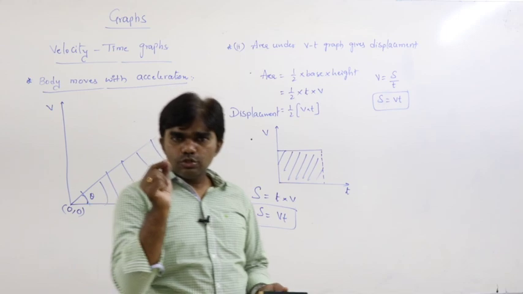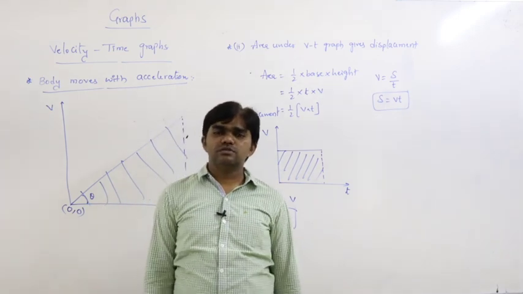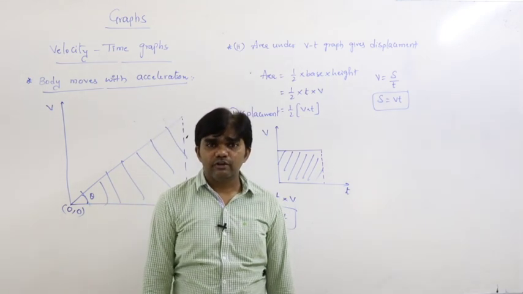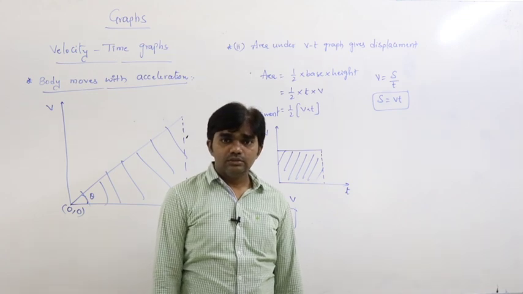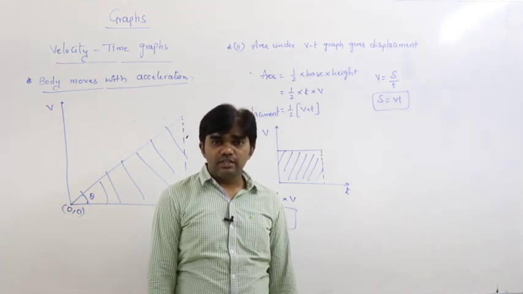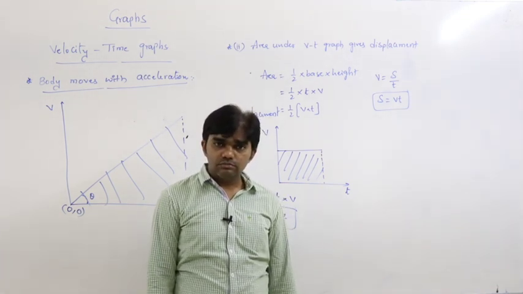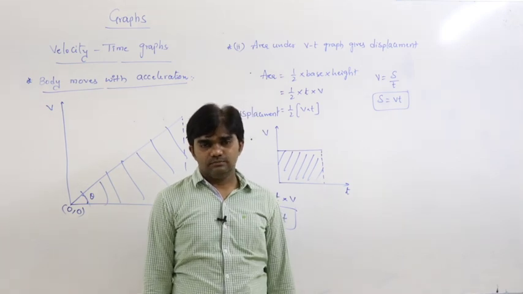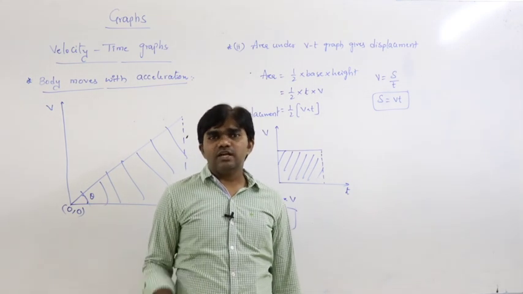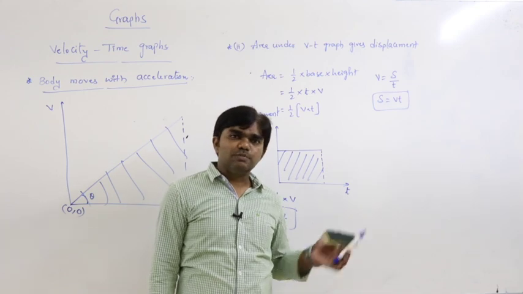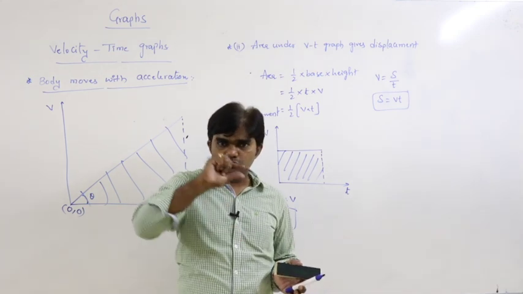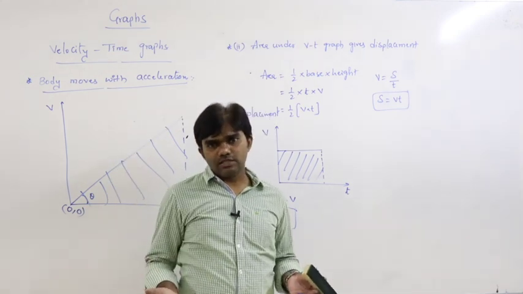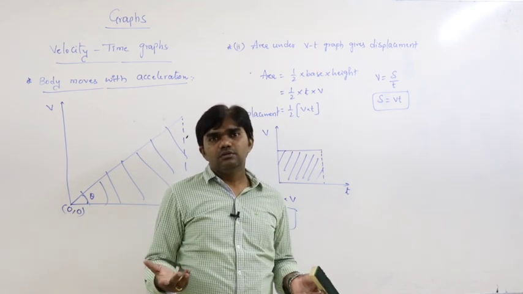Slope of the velocity time graph gives what? Acceleration. Area under the velocity time graph gives displacement. Don't get confused. Slope gives acceleration. Area gives displacement.